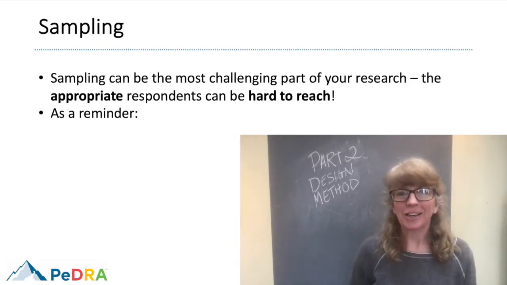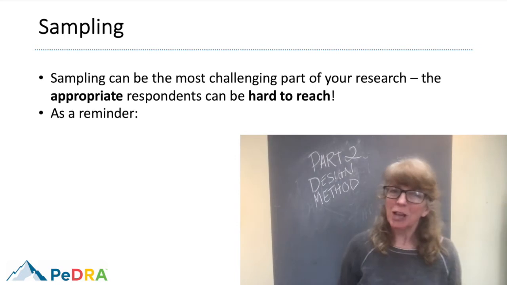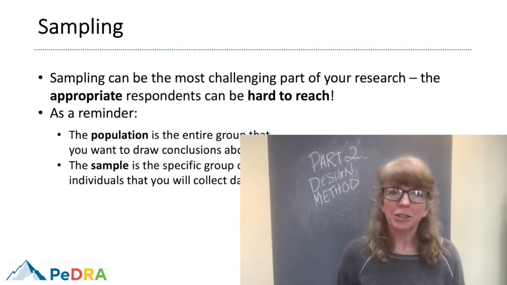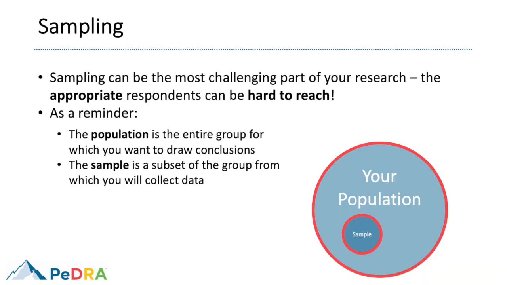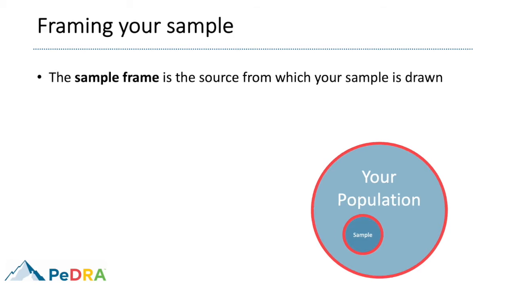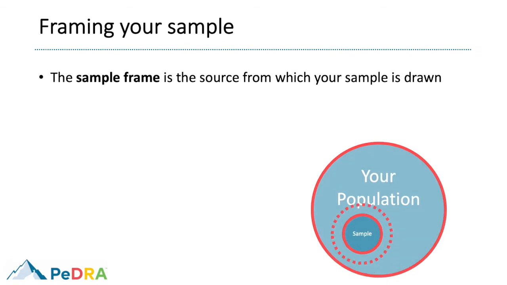So let's get started. Sampling can be one of the most challenging parts of the research. As a reminder, the population is the entire group for which you want to draw conclusions. And the sample is the subset of that group, and they can be hard to reach. In determining your sample method, you start by defining the sample frame. The sample frame is the source from which your sample is drawn.